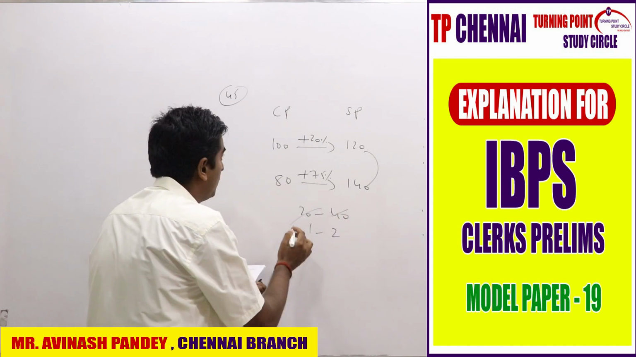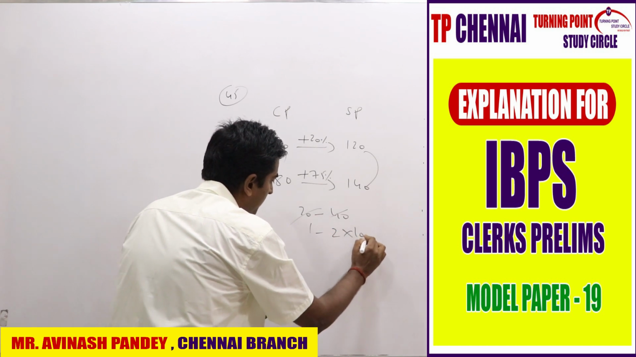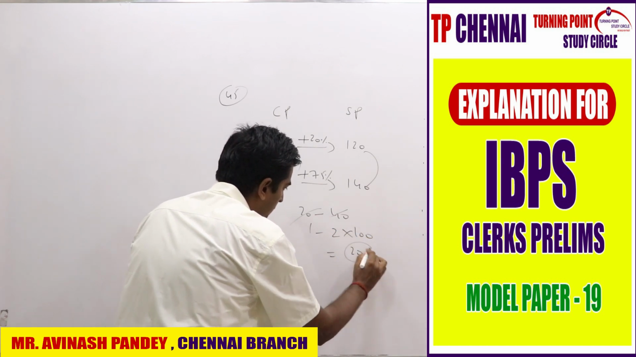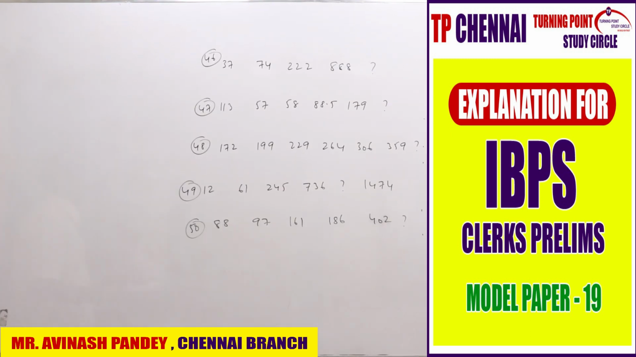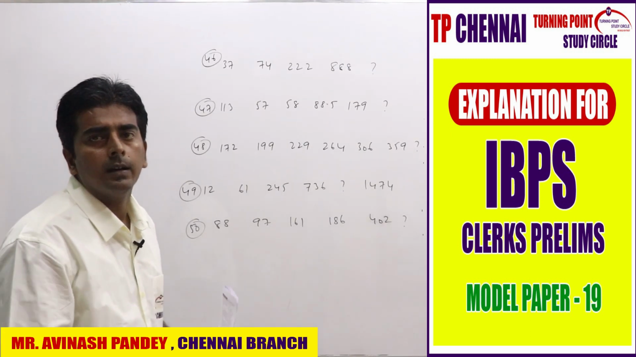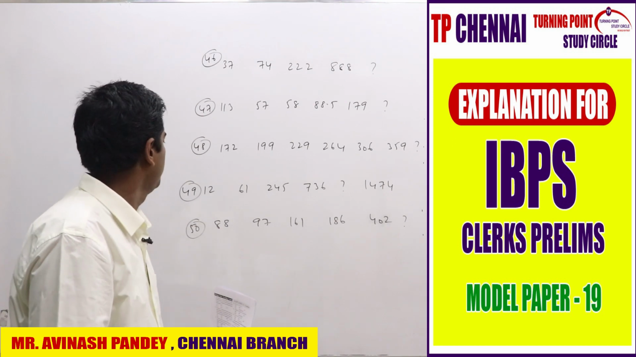So what is my answer? They are asking the cost price. Cost price is 100 for a difference of 20, so for 40 my answer is 200, right? So now we will discuss number series questions, from 46 to 50.